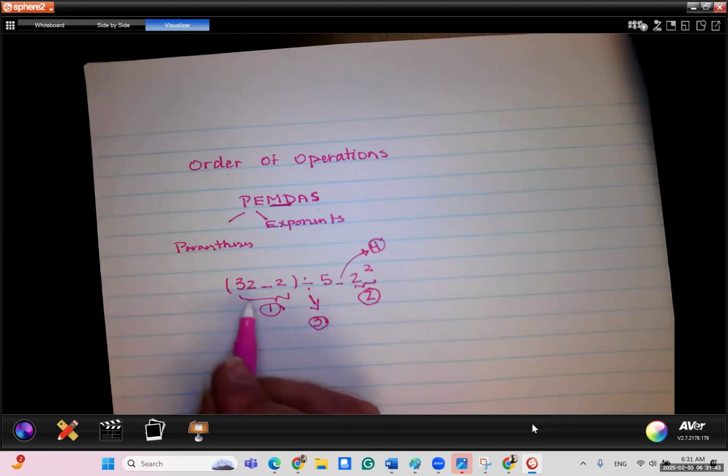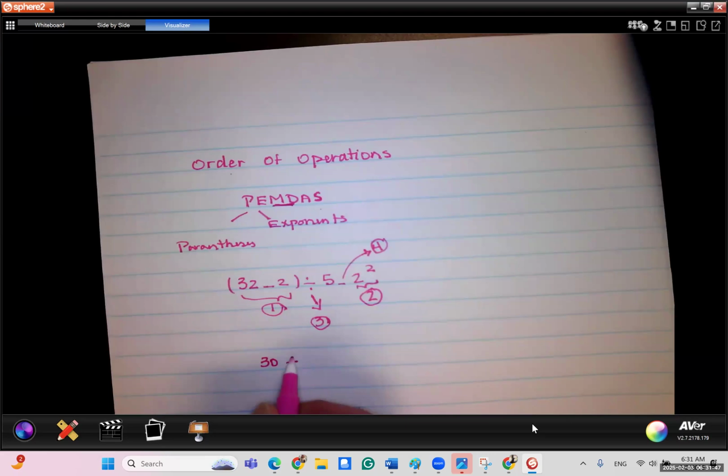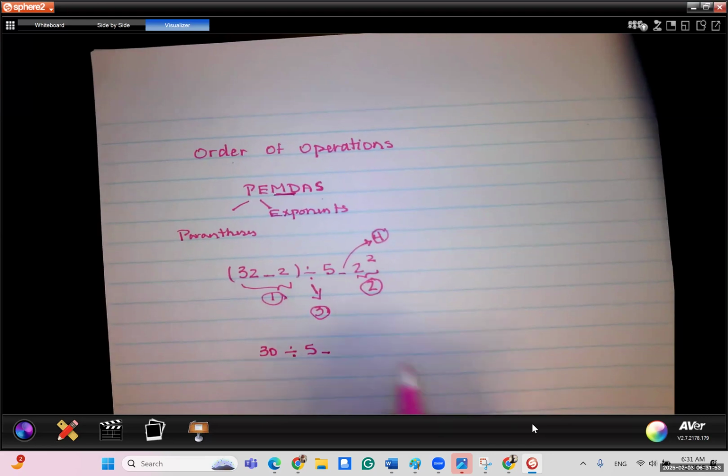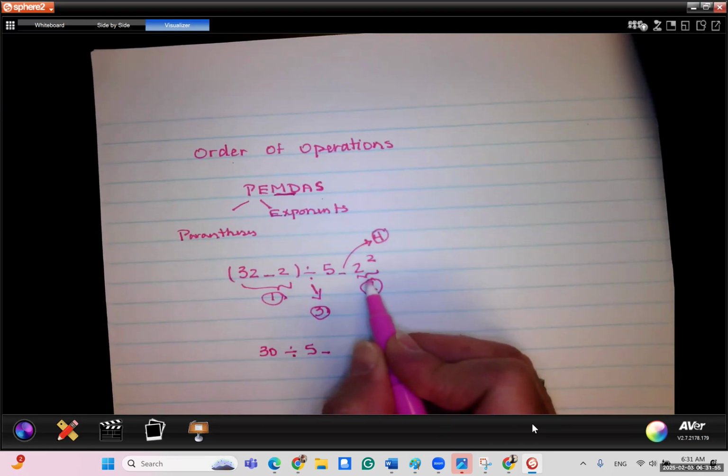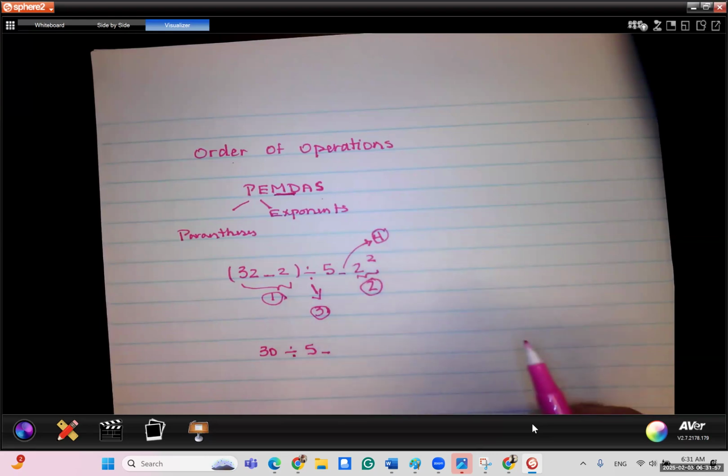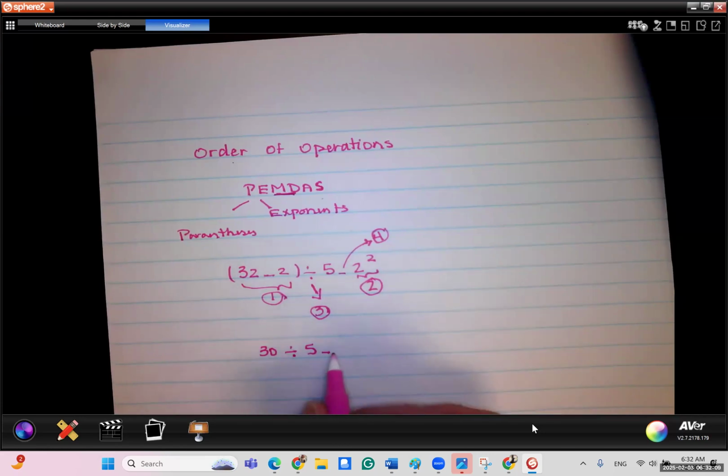So first is 32 minus 2 in the parentheses. So that gives me 30. Because I'm not doing the division yet, I'm going to leave the division. Because I'm not doing the subtraction yet, I'm going to leave the subtraction. Then I'm going to do the exponent. 2 to the second power means that 2 is multiplied by itself twice. So 2 times 2, it's not a multiplication. It just happens to be that the exponent is 2. And I'll make another video about exponents. But 2 to the second power is 4.